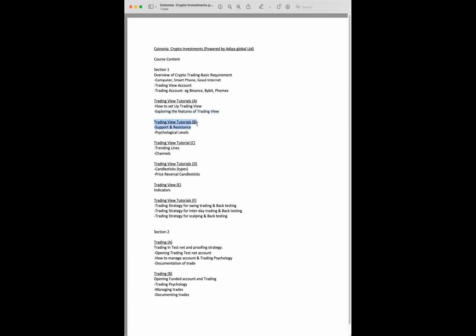Now, TradingView tutorial B. This is where we are now. That is support and resistance: how to draw support lines and resistance lines. We started the other time, but we'll do it again today. And then also what we call psychological levels. We'll treat those two today and get them all recorded. Once we've recorded, we'll upload it. I'm now getting used to how to edit videos and upload them on the YouTube channel, so I'll make sure that we get this done and upload it after this recording.